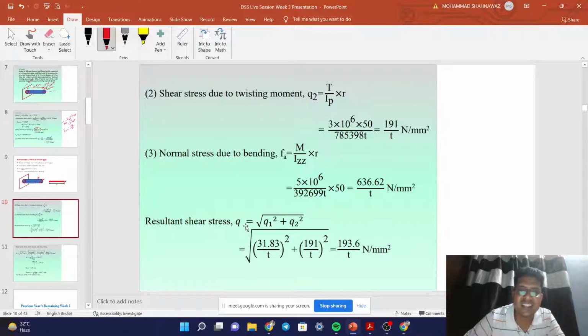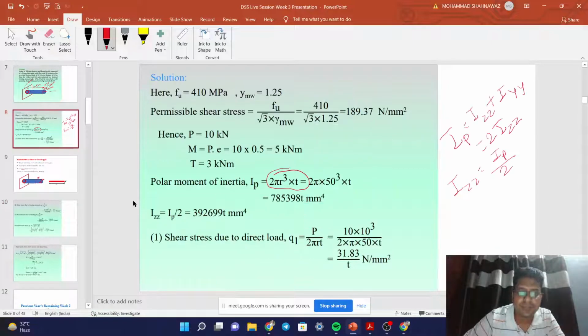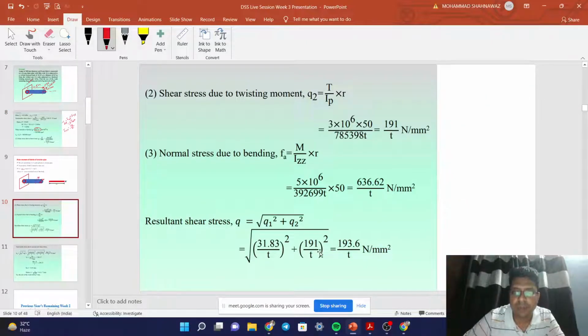So the resultant shear stress: first of all we calculate the shear stress. Resultant shear stress Q is equal to the square root of Q1 square plus Q2 square, where the shear stress is because of this twisting moment and because of this direct load, which we calculated as 31.83. Putting all these values, we report it as 193.6 upon t. Is this clear to everyone?